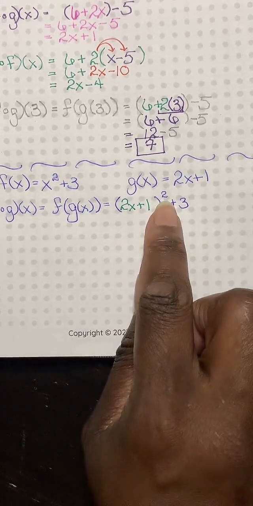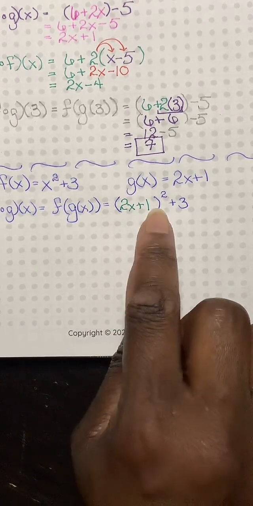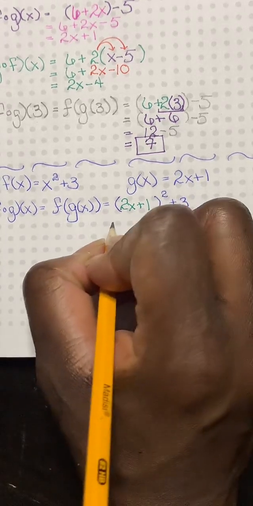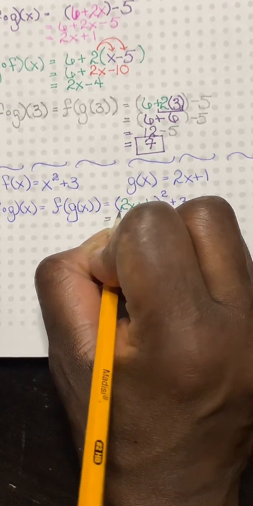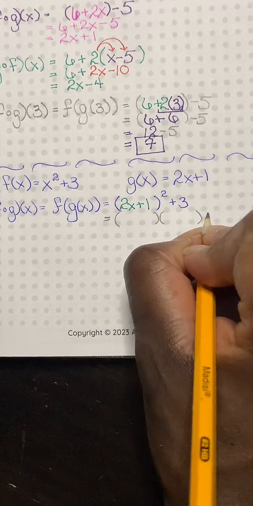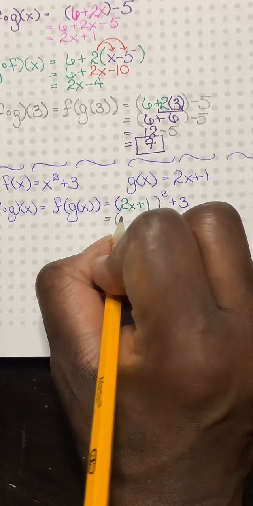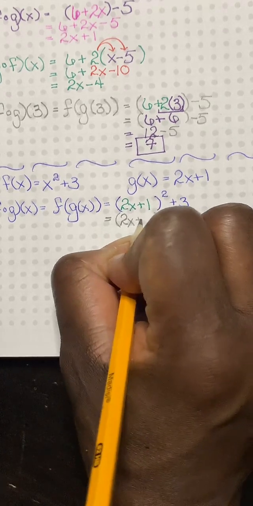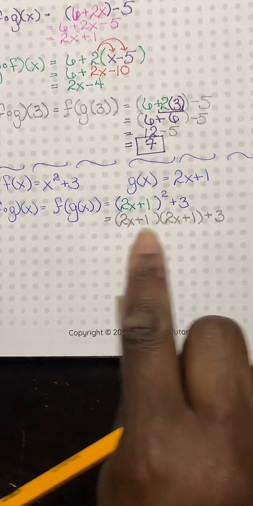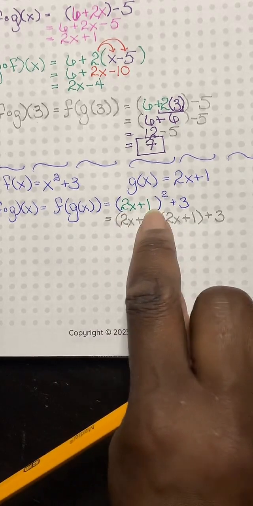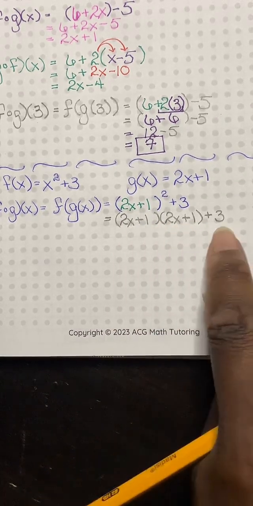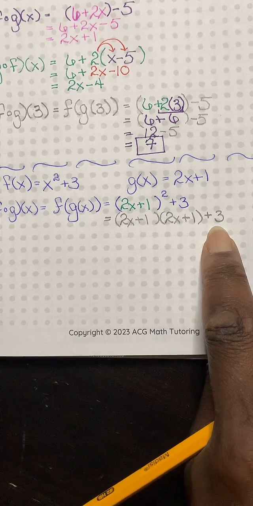So it's not as simple as, oh, let me just square the 2x and let me just square the 1. No. Okay? What you are actually doing is you're writing this base twice. You're going to have to do what's called FOIL. So it's going to be 2x plus 1 and 2x plus 1. You're writing this base, which right now is an expression, out twice and bringing down the plus 3.